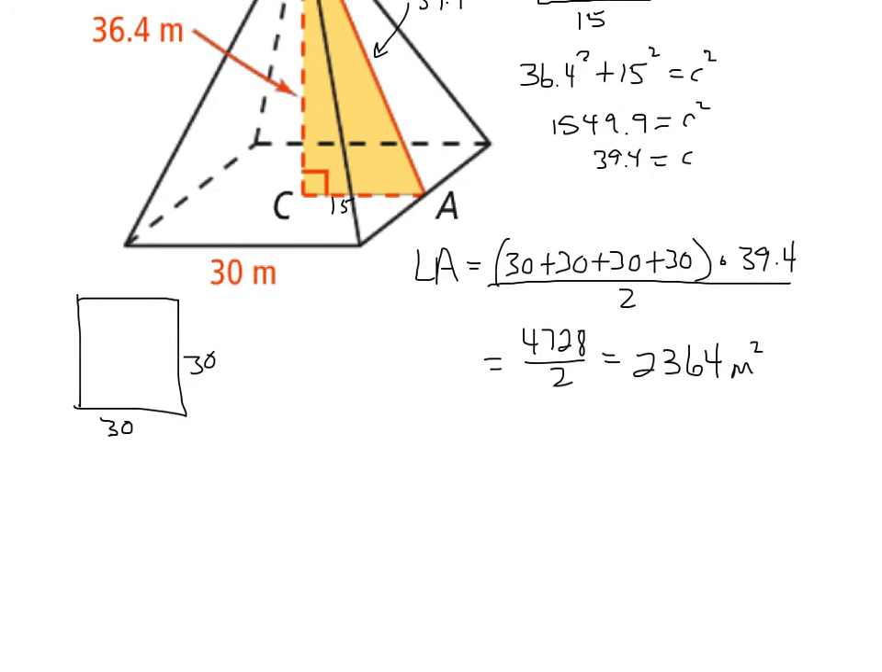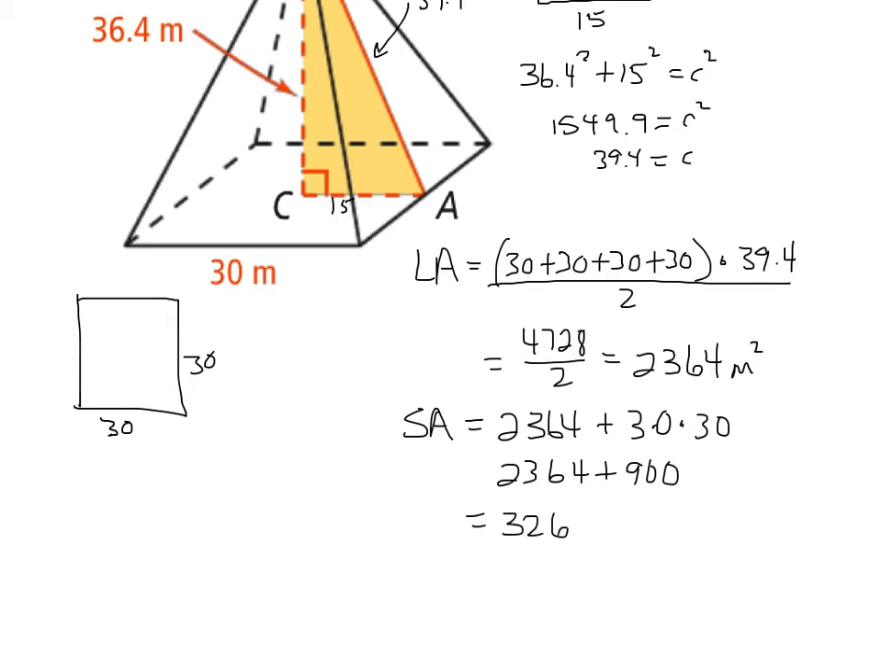Okay, so now I've got to find the surface area. Well, the surface area is equal to the lateral area of 2,364, added to my base area, which is 30 times 30. 30 times 30 is 900, so I've got 2,364 plus 900. That's going to be my total surface area, which is 3,264 meters squared. So that's my surface area and my lateral area.